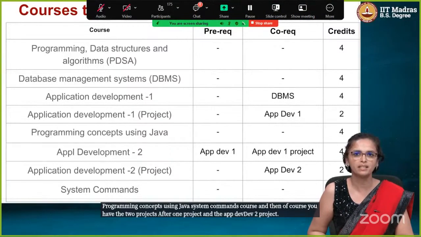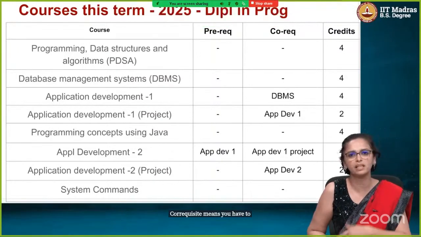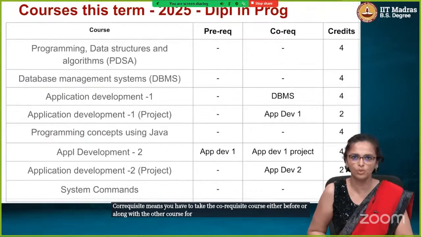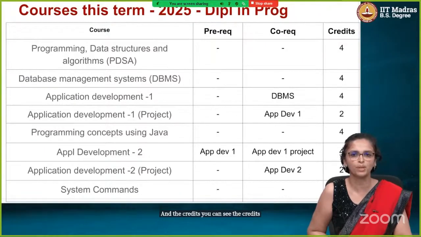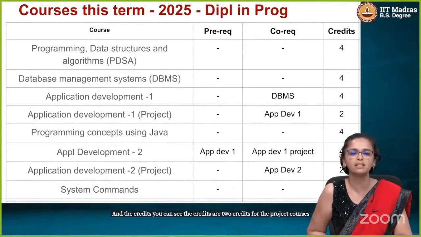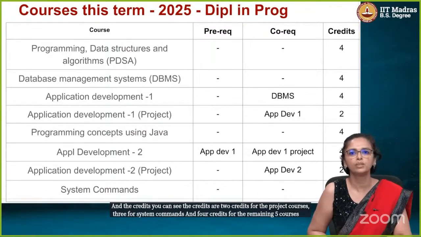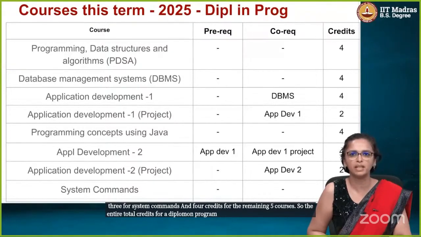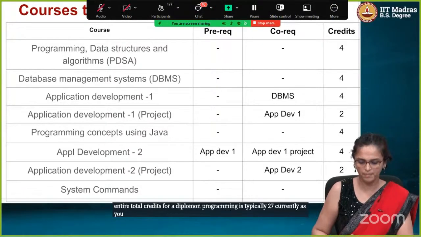The core requisites and the prerequisites are given for each course here. Core requisite means you have to take the core requisite course either before or along with the other course for which it is a core requisite. And the credits, you can see the credits are 2 credits for the project courses, 3 for system commands and 4 credits for the remaining 5 courses. So the entire total credits for diploma in programming is typically 27 currently as you enter the diploma level.